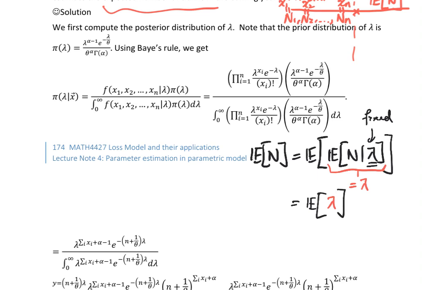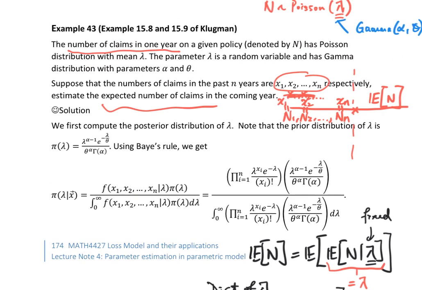The next thing is, to get this expected value, you have to obtain the distribution of lambda. More precisely, what we are looking for is the posterior distribution. In order to get this, remember we can use our lovely Bayes rule and do the job.